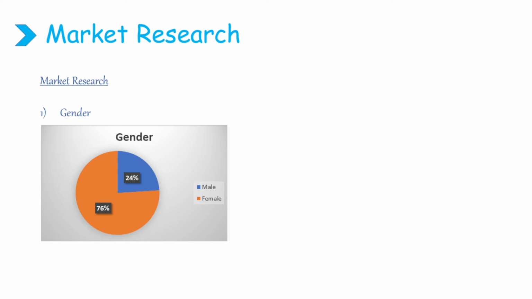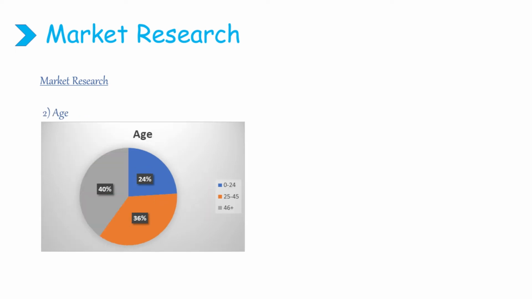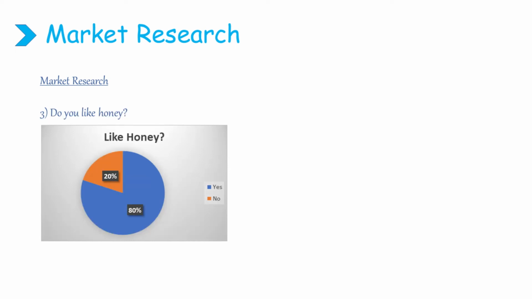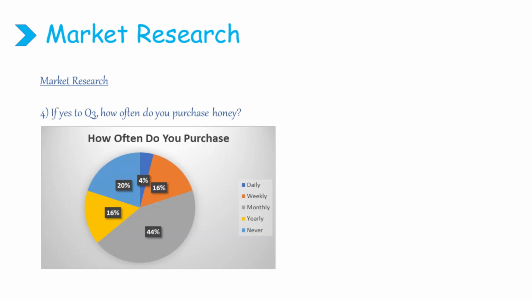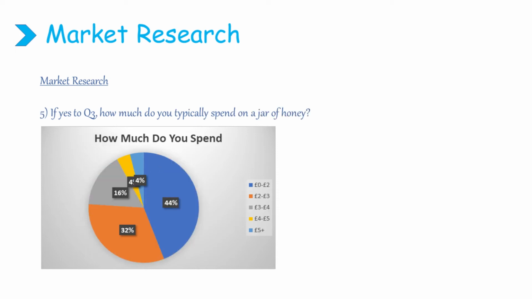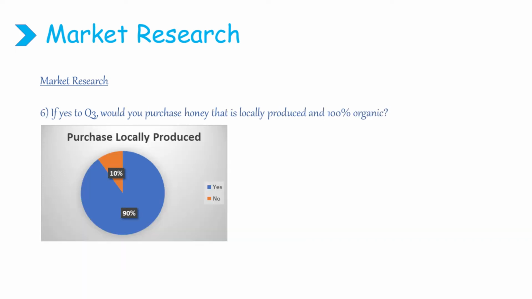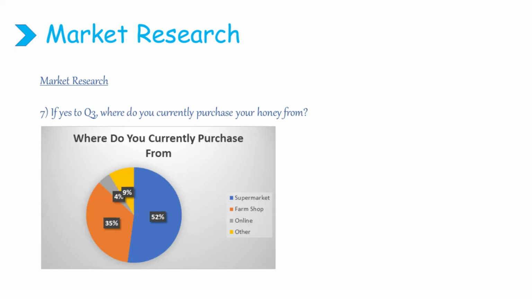So you can see there I've got a graph showing the gender. I've got a graph which will show the different age profile of people I asked the questions to. I've also got a question and obviously a graph on do they like honey. You can see I've asked that question. You can see that I said if you answered question yes, so say question 3 yes, then obviously how often do you purchase. Then I've got how much do you spend on honey typically. I've also got a question which said basically, would you buy locally produced honey? So you can see most said yes there.